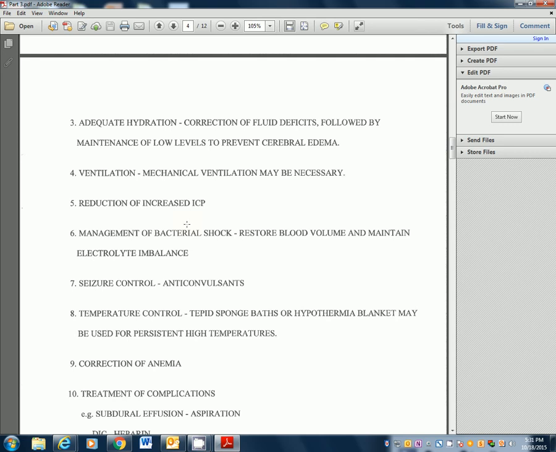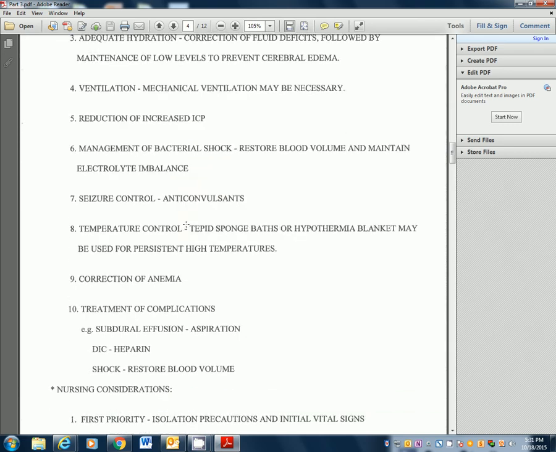If they're starting to have seizures, you'll have to give them anticonvulsants. Temperature control, correction of anemia if they develop anemia, and watching for complications like subdural effusion, DIC, and shock. Remember, they most of the time have photophobia, so you want to decrease stimuli, make sure the lights are dim, and that you're letting them get in the position of comfort.